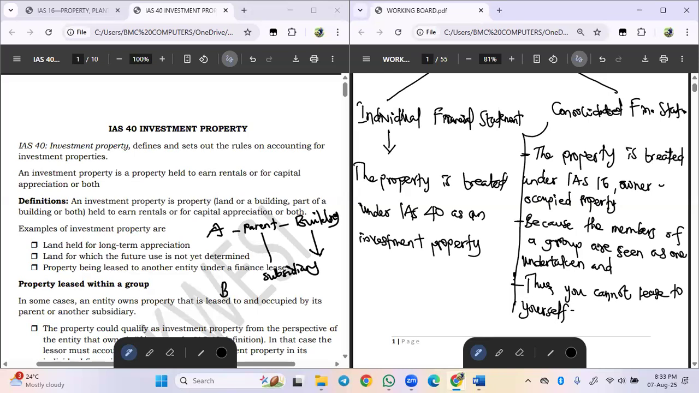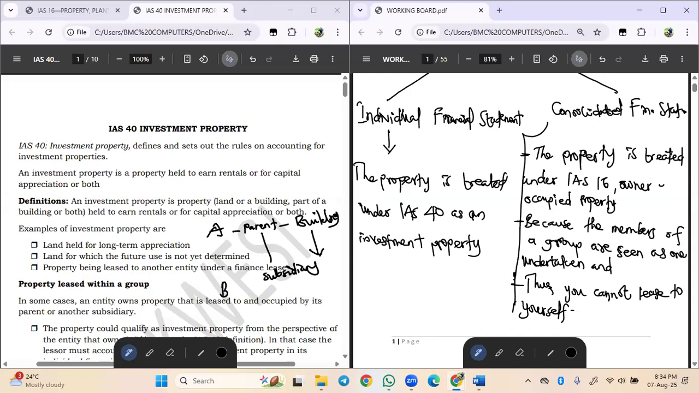So this is the reason. The property is treated as IAS 16 owner-occupied property in a consolidated financial statement because the members of the group are seen as one undertaking, and therefore you cannot lease to yourself. That is why, as we said in the class last night, whenever there is an intra-group transaction, whenever a parent acquires a loan from the subsidiary, we have to take out the loan, any interest and all that, from the consolidated statement of financial position.